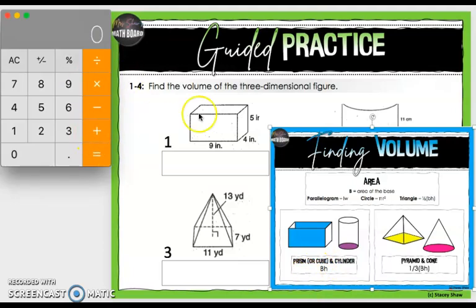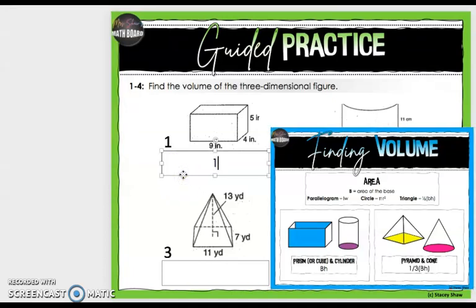So we'll bring our calculator up here. So we're going to say 5 times 4 times 9. So 5 times 4 times 9 equals 180. Okay, so we're going to put in 180, and then we need to make sure that we include our units. So the unit is inches, and when you're ever talking about volume, it's inches cubed, because remember for volume, it's how many cubes can we fit in this figure. Okay, so you'd write 180 inches cubed, or cubed inches.